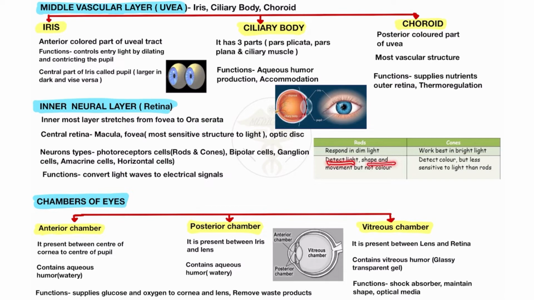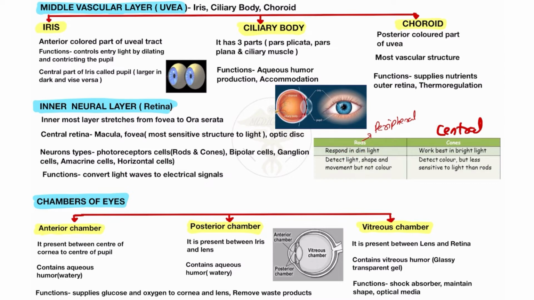Rods detect light, shape and movement but not color. Cones detect color but are less sensitive to light than rods. Also, cones are present in the central part. Please learn, cones are present in the central part, but rods are present in the peripheral part. It is also important: central vision is helped by cones, but peripheral vision occurs by the rods.